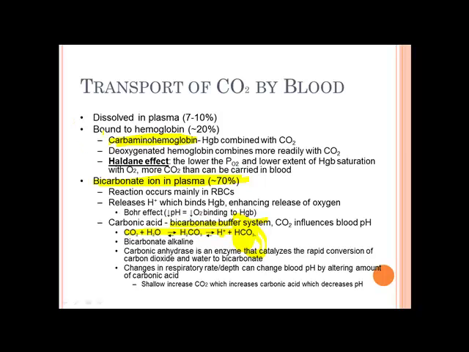Okay, let's go back to the hemoglobin. So we said about 20% of the carbon dioxide can be bound to hemoglobin. We call that carbaminohemoglobin. That is hemoglobin combined with carbon dioxide. This happens when deoxygenated hemoglobin combines with carbon dioxide. Only deoxygenated hemoglobin will combine with it. It will not combine with carbon dioxide if it has oxygen on it. And once again, the Haldane effect: the lower the partial pressure of oxygen and the lower extent of hemoglobin saturation will cause more carbon dioxide to be carried in the blood.